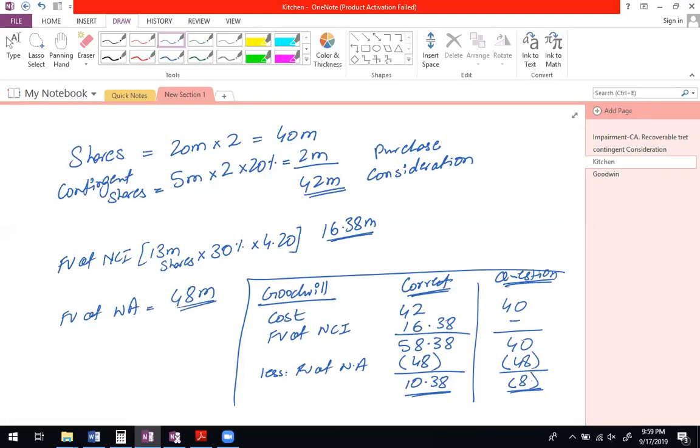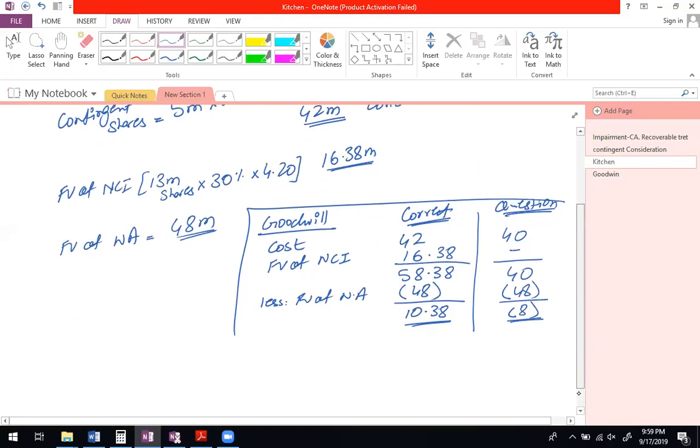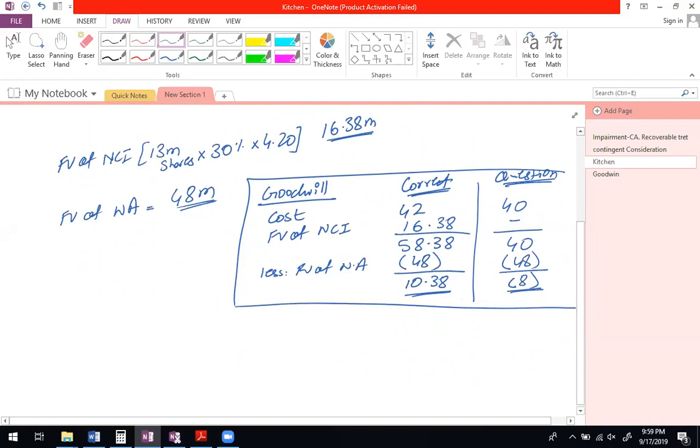So now if we want to make the accounting entry, what entry are we going to make? Let's make it down. We are going to say that first we should be eliminating the negative goodwill by 8 million by debiting it. Then we should be recording the goodwill of 10.38 million by again debiting the goodwill.